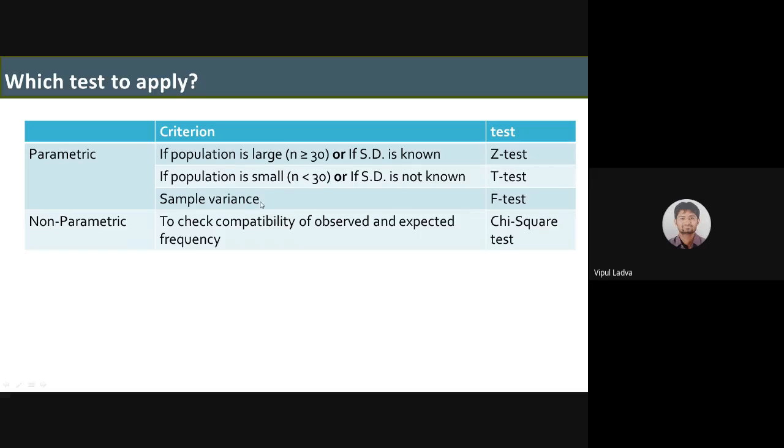If the population is small and we have the sample variance, then we may go for the F test. We are not going to deal with both the T test and F test right now. And to check the comparability of observed and expected frequencies, we have one test, that is the chi-square test. So we'll be dealing with the Z test and chi-square test.